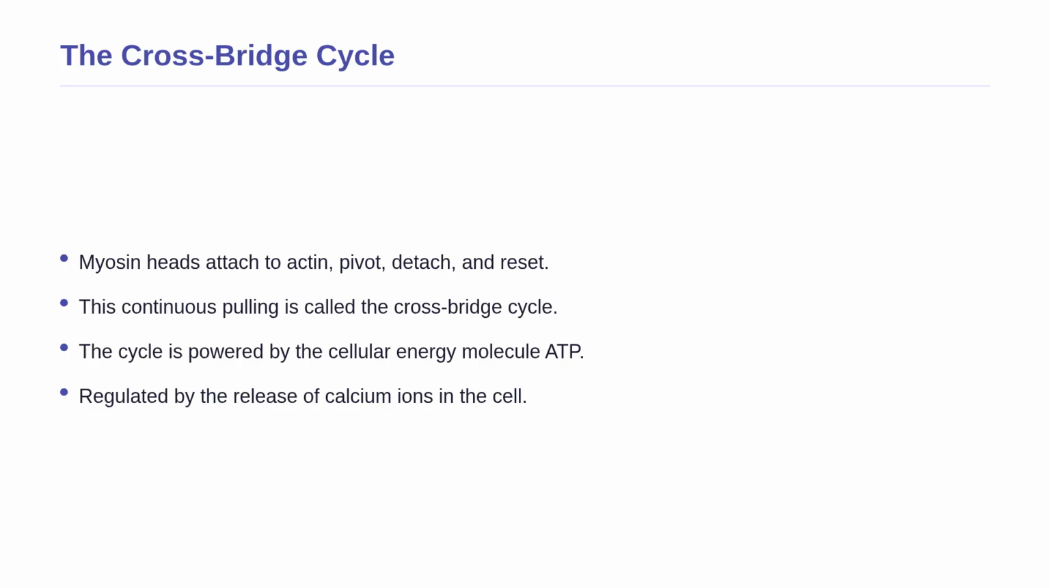Building on the structure of the sarcomere, how exactly does this sliding happen? It is driven by what we call the cross-bridge cycle. The myosin heads act like tiny hands that reach out, attach to the actin, pivot to pull the actin toward the center, detach, and then reset for another pull. But this mechanical work requires energy. The entire cycle is powered by ATP, which is the primary energy currency of your cells. Furthermore, this process does not happen randomly. It is strictly regulated by the release of calcium ions, which act as the on switch for contraction.